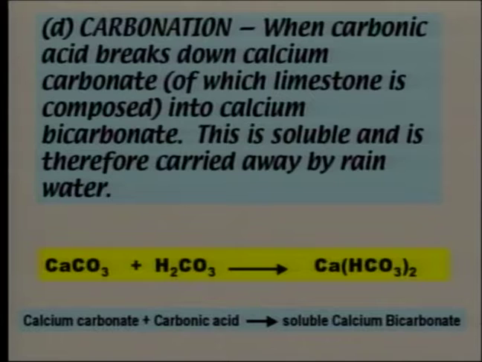So a simple formula to show this chemical reaction is: calcium carbonate, CaCO3, plus carbonic acid, H2CO3, gives the soluble calcium bicarbonate, Ca(HCO3)2. That formula is for calcium carbonate plus carbonic acid giving the soluble calcium bicarbonate.